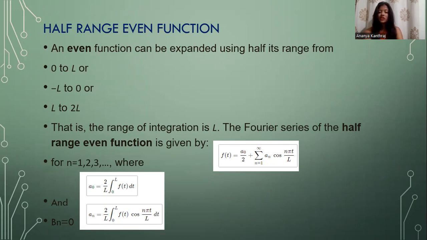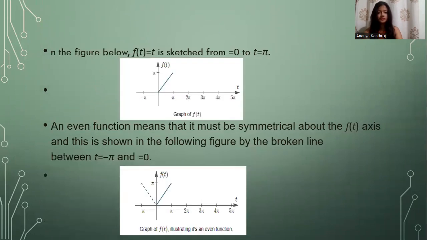f(t) is equal to a naught by 2 plus the summation from n equals 1 to infinity of a n into cos of n pi t by L, for all the values of n from 1, 2, 3 and so on, where a naught is equal to 2 by L integration from 0 to L f(t) dt, and a n is equal to 2 by L into integration from 0 to L f(t) into cos of n pi t by L dt, and b n is 0.